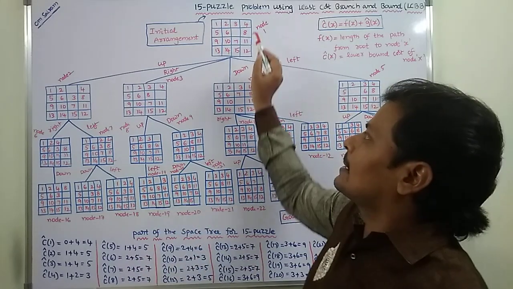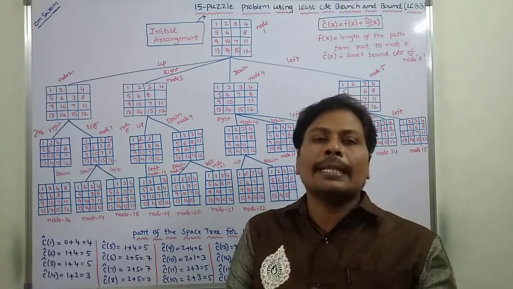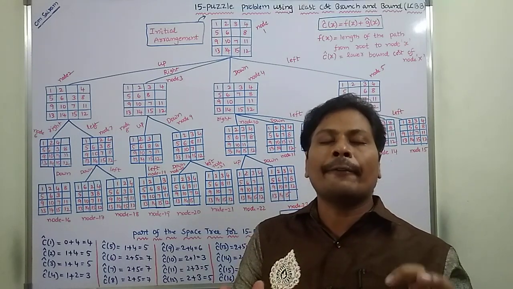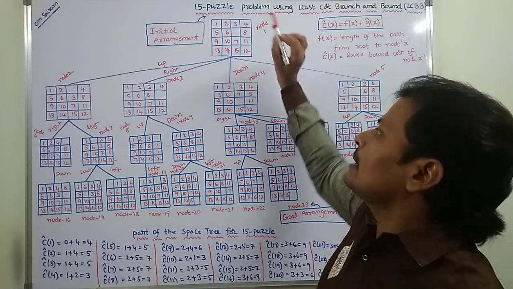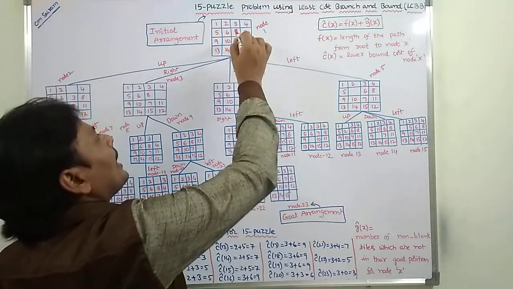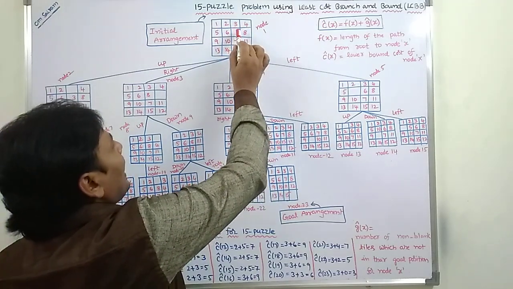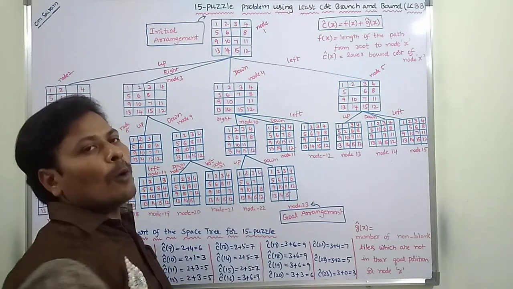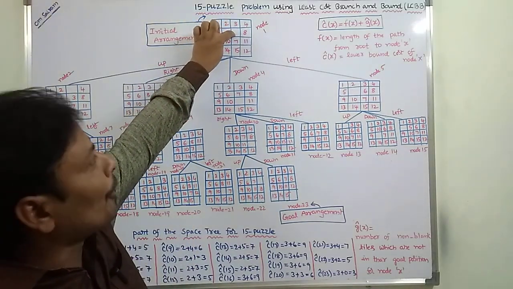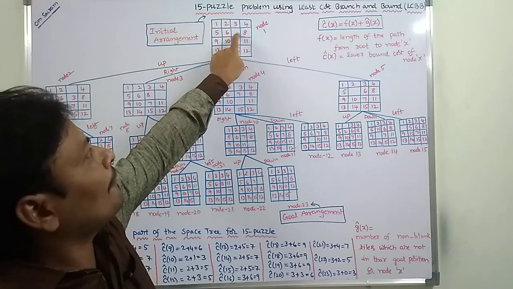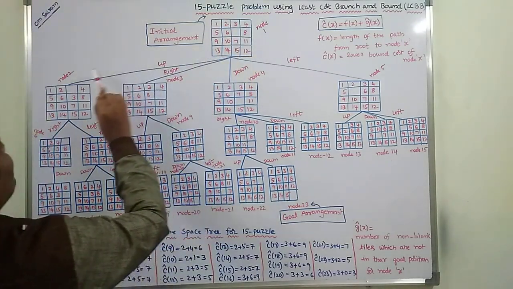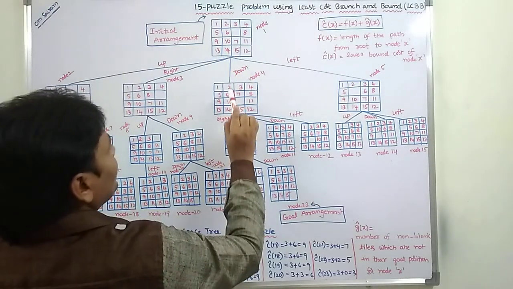Okay, so this is a 16 capacity square frame. On that frame, we have to place 15 tiles numbered from 1 to 15, but one tile is empty. This empty tile can be moved in the left, right, up, or down direction. So there are four directions in which the empty tile can be moved: up, right, down, and left.